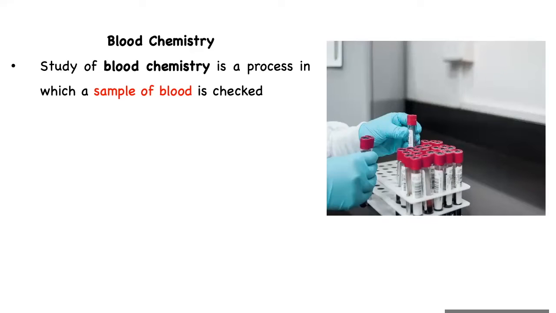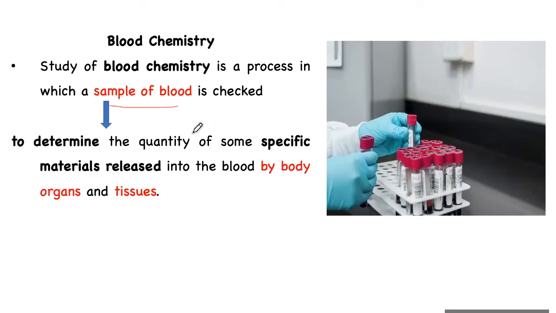The study of blood chemistry is a process in which a sample of the blood is taken. From that particular sample, you are going to determine the quantity of specific material released into the blood by different body organs and tissues.